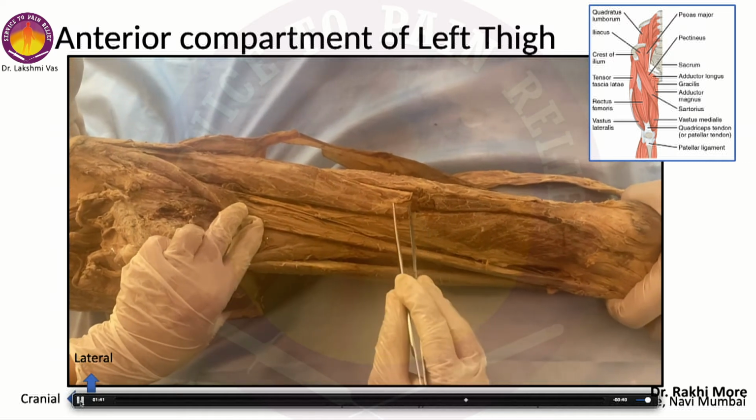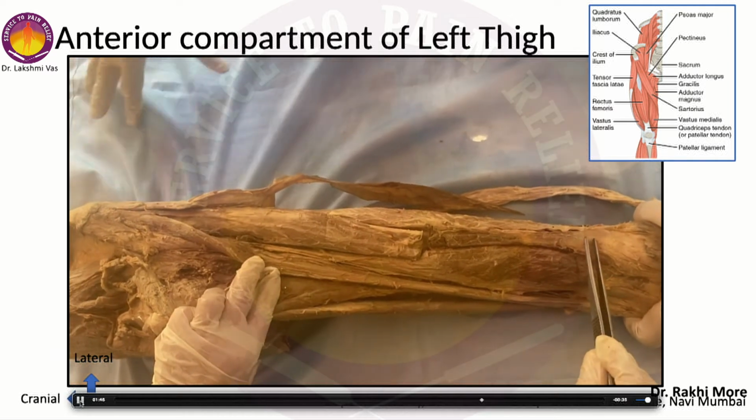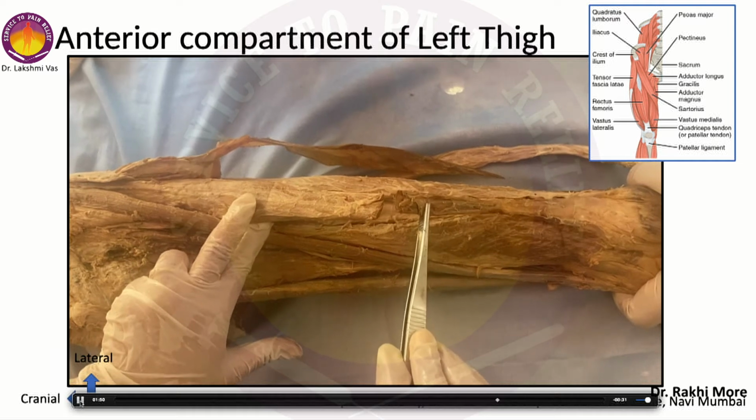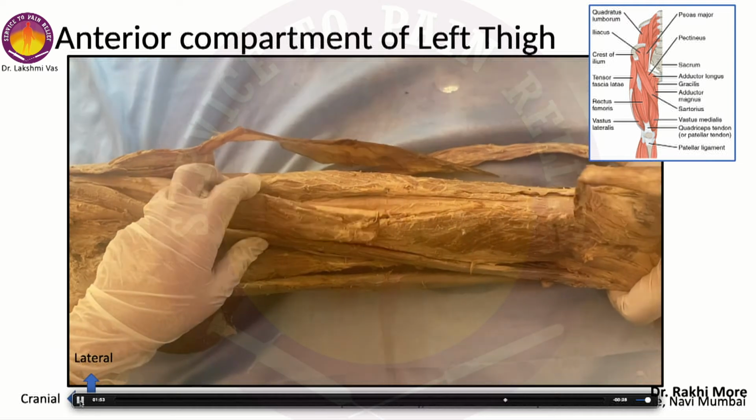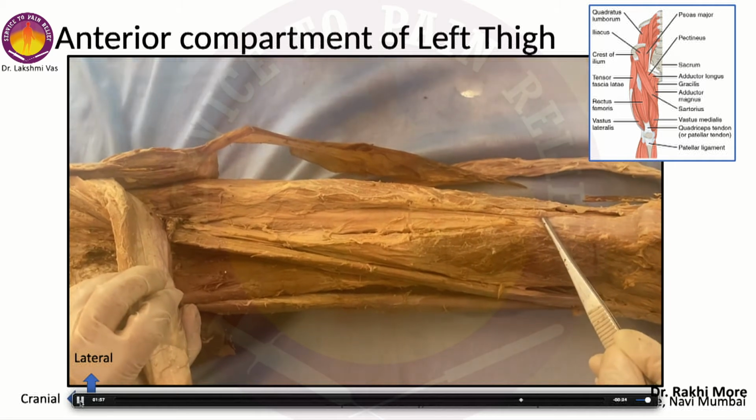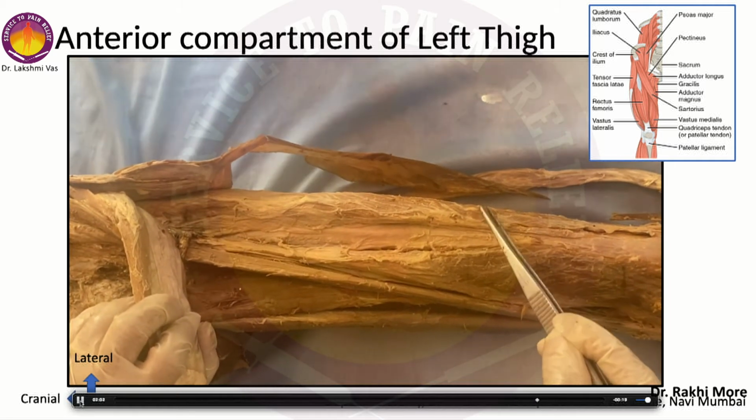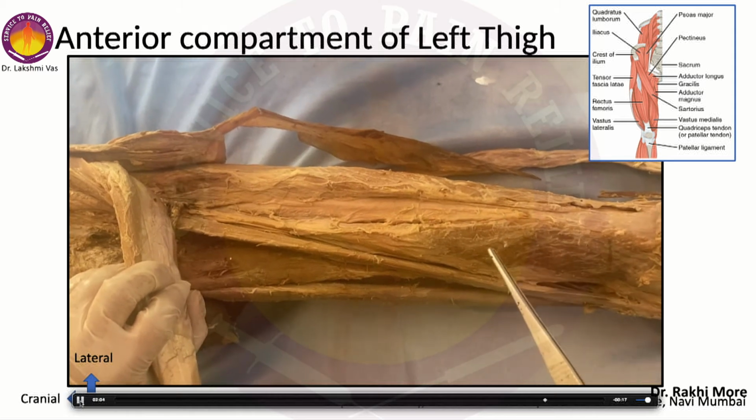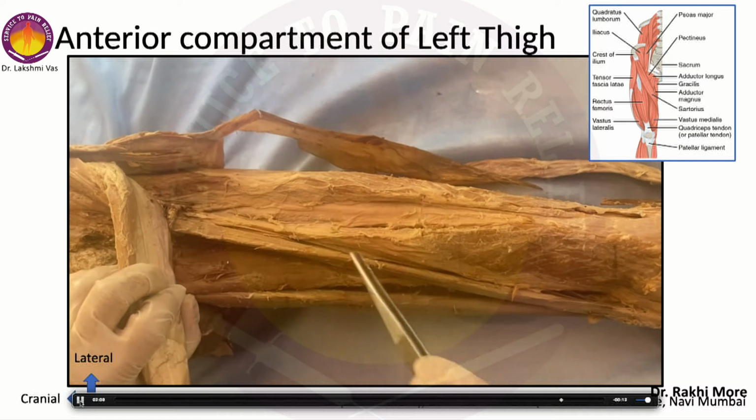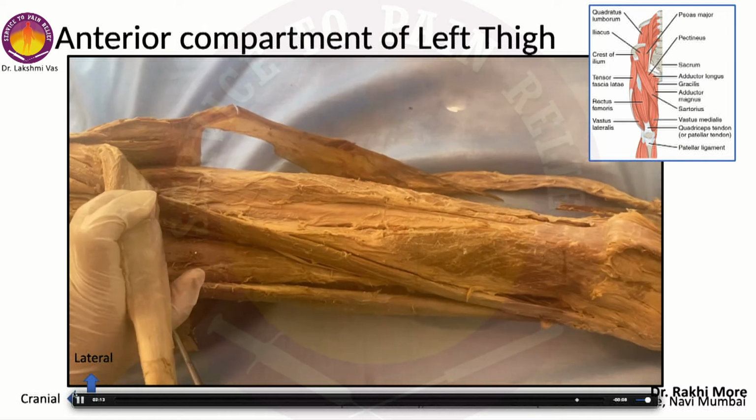Now this quadriceps femoris is made up of 4 muscles. One is the rectus femoris, the superficial muscle in the middle. Once we reflect the rectus femoris, we see the vastus intermedius. On the lateral aspect of the vastus intermedius is the vastus lateralis. On the medial aspect is the vastus medialis. Now all these 3 muscles take origin from the femur itself, while the rectus femoris takes origin from the hip bone.